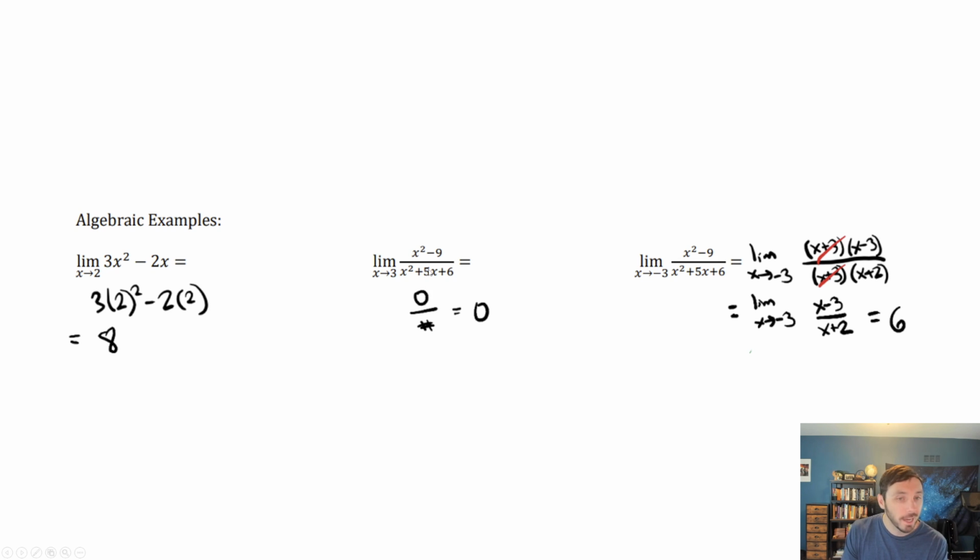I don't know what you get. You get 9 plus 15 plus 6. That's too much math for me. So you get 0 over some number, which is just 0.